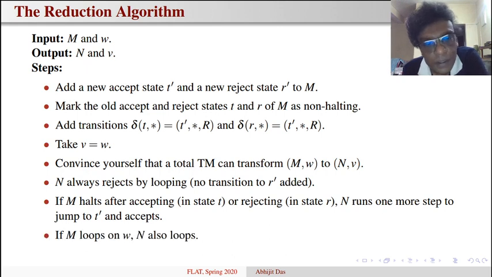Therefore, it follows that if M halts on W, then N accepts its input V, which is the same as W anyway in this case. On the other hand, if M loops on W, that is, it rejects W, it's a case of implicit rejection, then N also loops on V and rejects it. So this reduction is perfect and proves the undecidability of the membership problem.